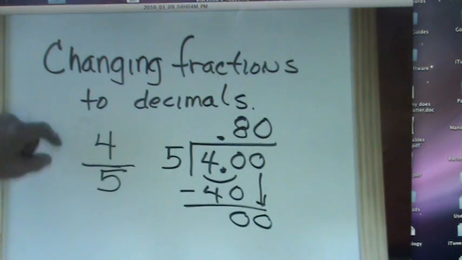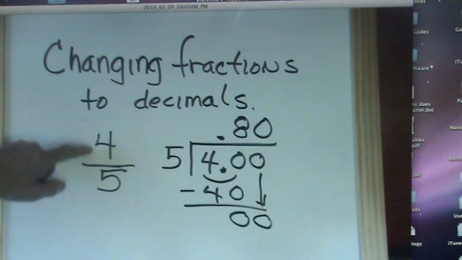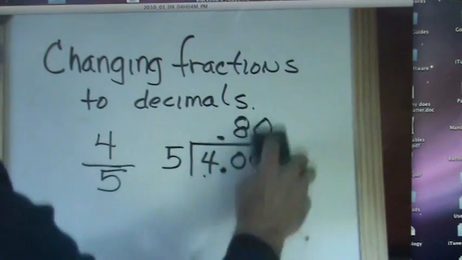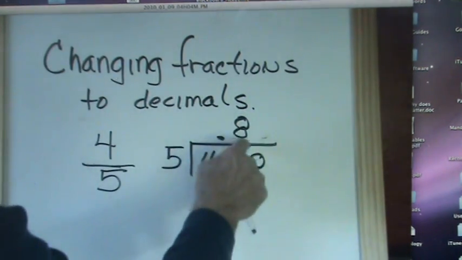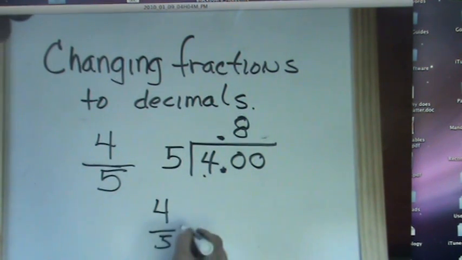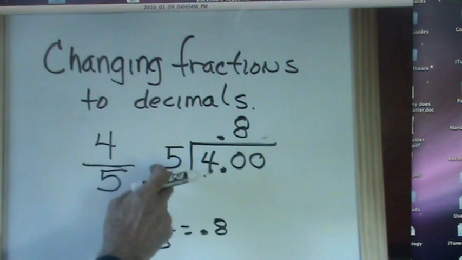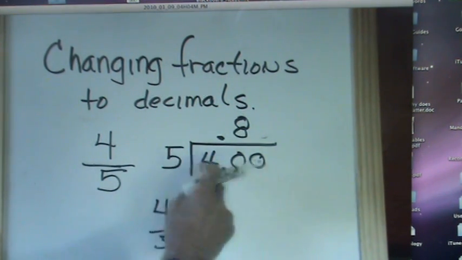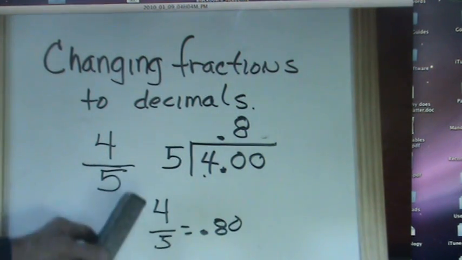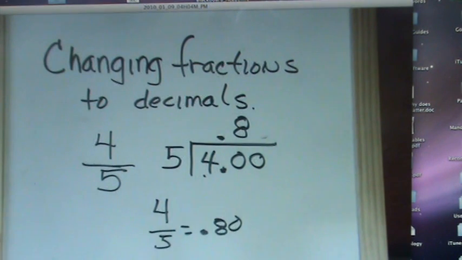But the fraction 4/5 is really equal to 8/10. So if I change the fraction 4/5 to a decimal, I get 8/10 by dividing 5 into 4. Or it could be 8/100ths, same thing. 4/5 and 8/10 or 8/100ths are the same thing. Let's try another example.